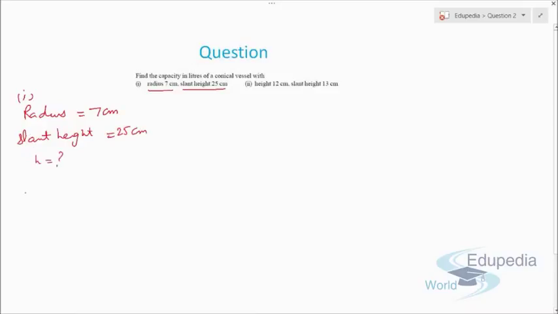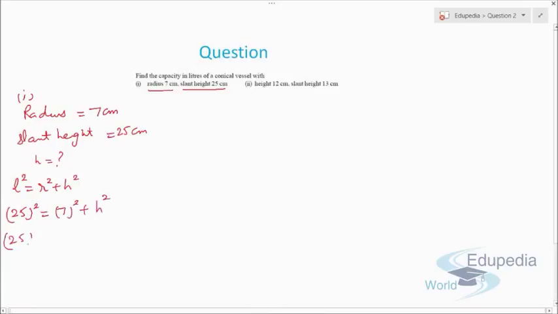Now, for volume, we always need h. So first of all, we need to find h. So we can use Pythagoras theorem then. So we can write L square equals to r square plus h square, right? So L is 25 square equals to 7 square plus h square. So this will be 25 square minus 7 square will be equals to h square. So this will be 625 minus 49, right? Which is equals to h square. So h square will be 576, right? So h will come out to be 24 centimeters. So we have h as 24 centimeters, right?